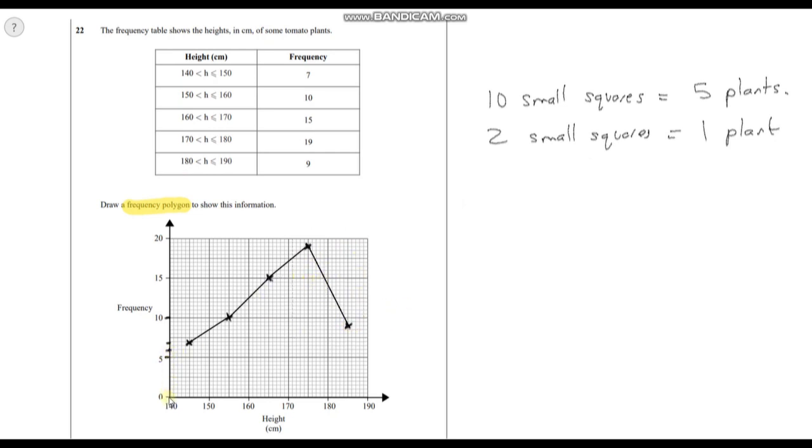Now you won't get deducted any marks if you start in the bottom corner here. Some people start from the origin and go up to the first point. You won't lose any marks for that, but you should just keep it like this because we don't have any information about anything below 140.